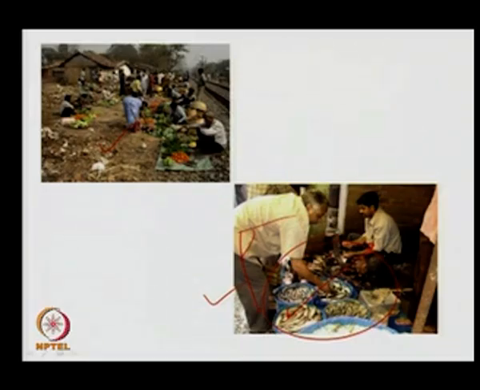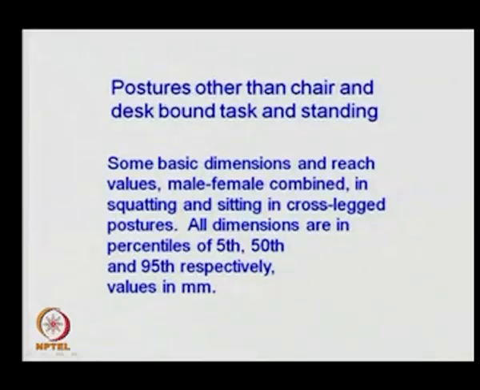So, in this posture, the normal arm reach value at the front, and sometimes, if necessary, at the sideways and the back, these reach values are necessary to understand. Postures other than chair and desk-bound tasks and standing tasks are necessary. Some basic dimensions and reach values, male and female combined, in squatting, sitting and cross-legged postures are necessary in our context.